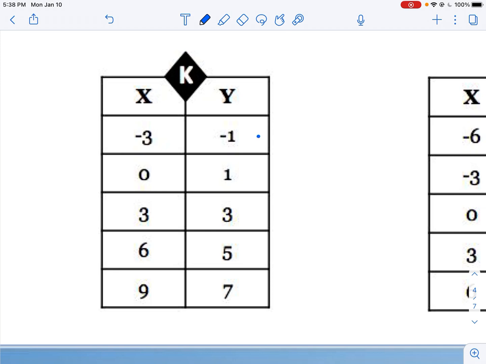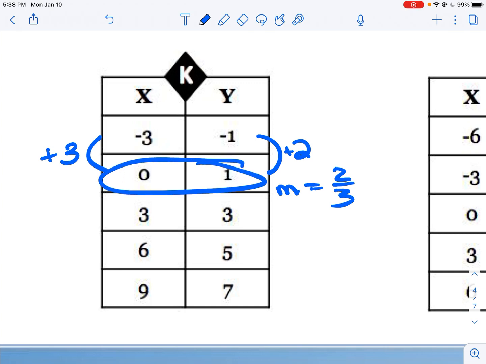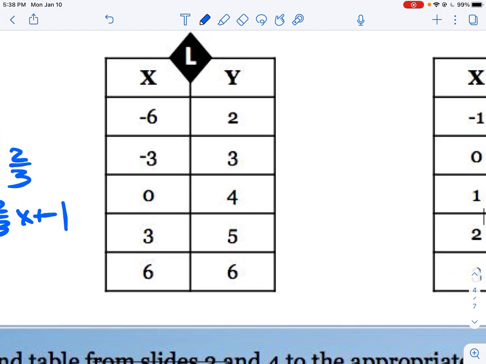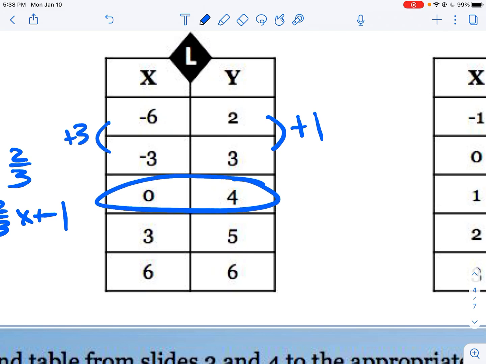Okay. Here, I went up by 2. Here, I went up by 3. So my slope on this is 2/3. My y-intercept is 1. Y equals 2/3 x plus 1. Here, I went up by 1. Here, I went up by 3. My y-intercept is 4. My slope is 1/3. Y equals 1/3 x plus 4.